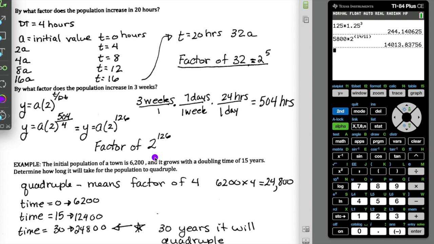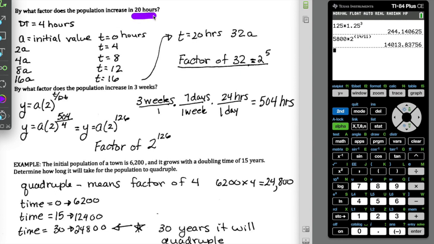But now I want to point out why I emphasize this 2 to the 5th here. Instead of doing this table format where I just kept doubling until I got to 20, if I use this formula rather than the table format, what I would have done is plugged in 20 hours for t right here, and dt would have been 4 hours, my double time. So I would have gotten 20 over 4, which is 5 when I divide. So I would have ended up with a times 2 to the 5th. And that's this here, which is the same thing if we multiply it out as 32.